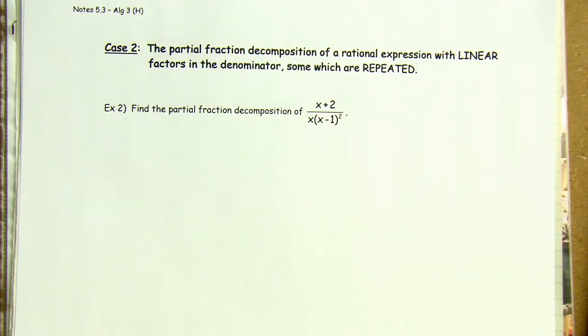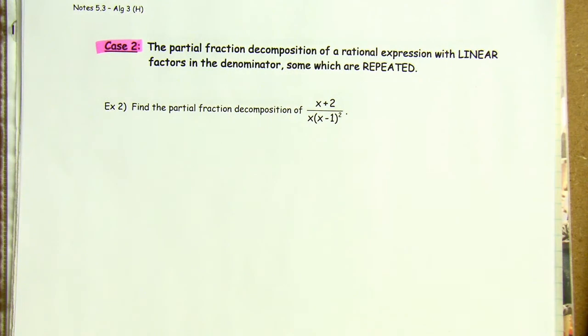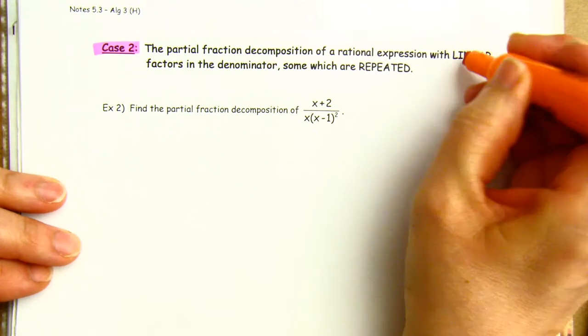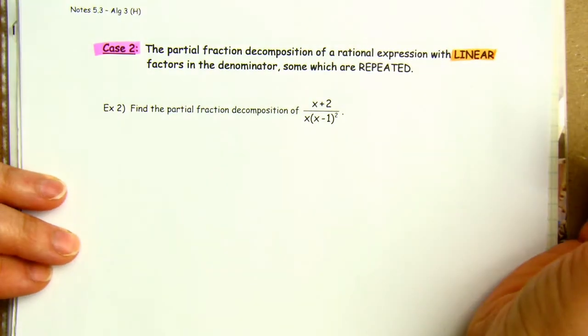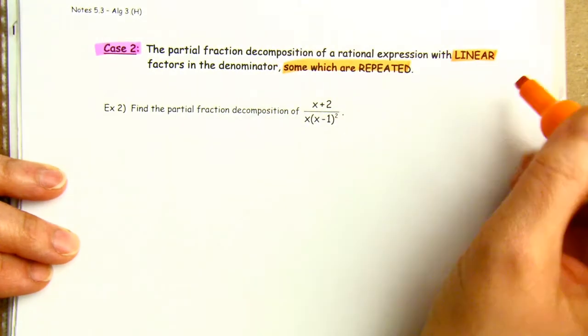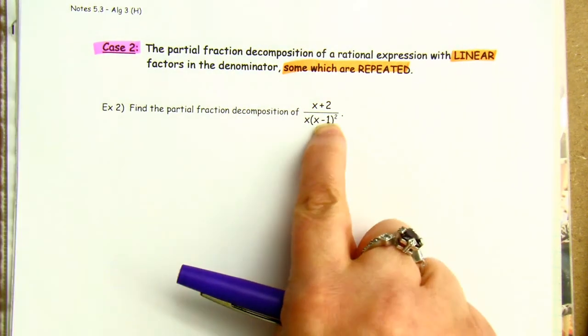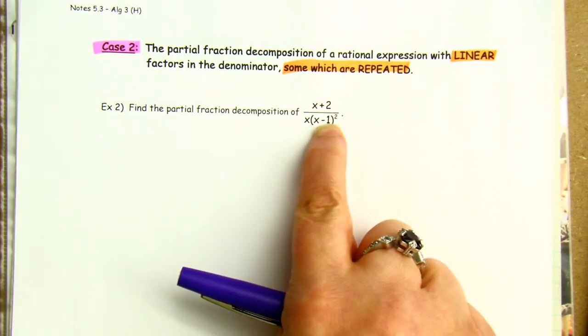Case number 2. It's not necessary to memorize them as case 1, 2, 3, or 4. You just have to be able to work with them. The partial fraction decomposition of a rational expression with, again, linear factors in the denominator, some which are repeated. So this one would be called a linear repeated. Notice we have a squaring on the outside of this quantity.